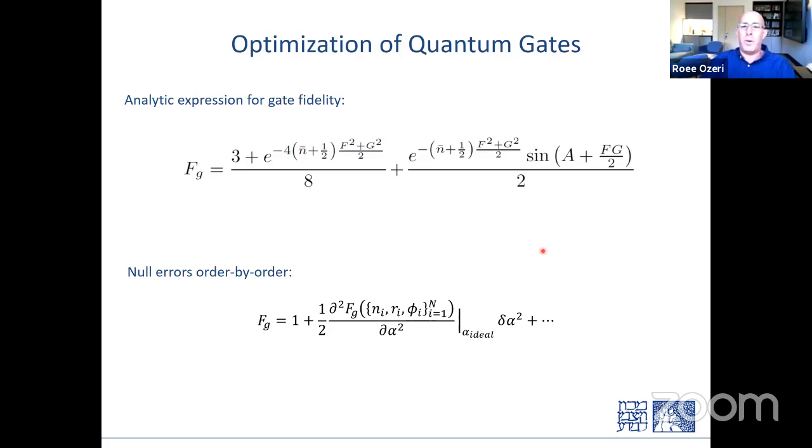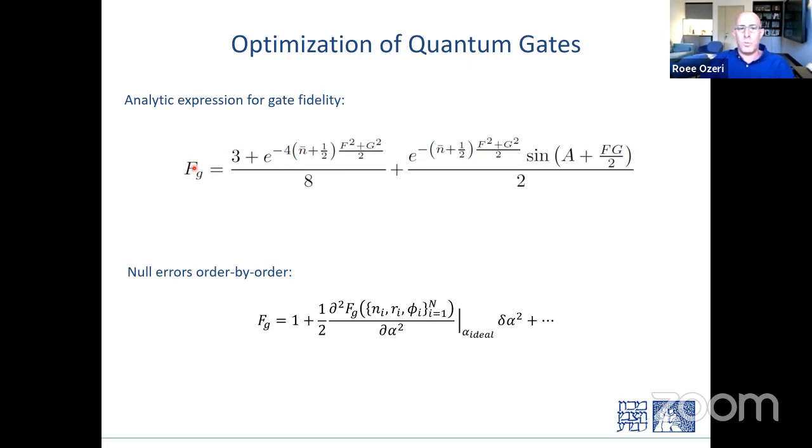So I can write down the gate fidelity with an analytic expression. Those of you who are quick will notice that the gate fidelity, when both my position and momentum displacements are zero at the end of the gate, so that exponent is one. This exponent is also one, and the area that I encircle is pi over two. So that sine function is also one. The fidelity I get is one.